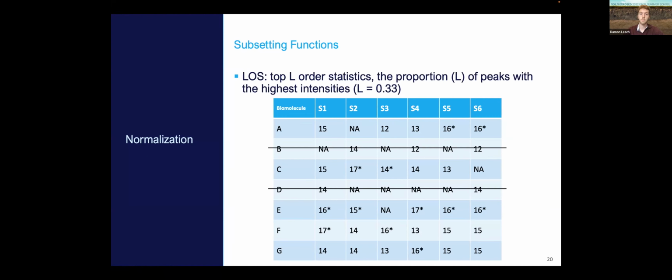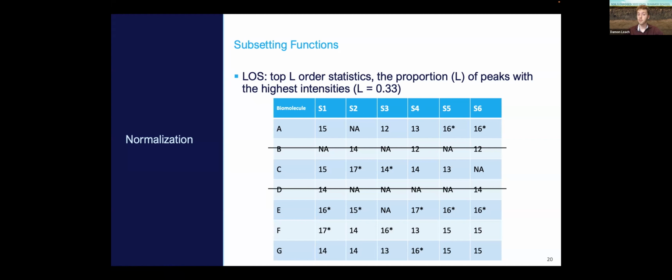The next method is LOS, or the top L order statistics, which is the proportion L of peaks with the highest intensities. So for example, we could set that parameter to be 0.33. So since we have 7 biomolecules, that means we're looking at roughly the top 2 biomolecules per sample. So for this method, we're going to look at each sample. So we'll start with sample 1, look for the ones that have the highest abundance values, and which in this case is biomolecule E and F at 16 and 17 respectively. And that means we're going to be subsetting E and F, and they're definitely going to be in that subset.